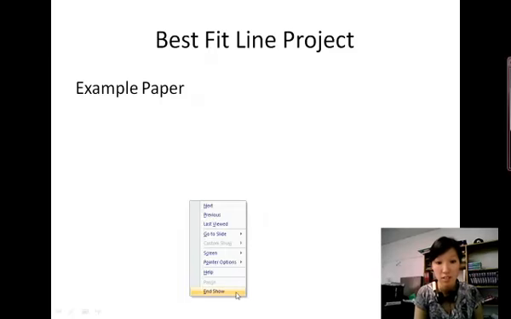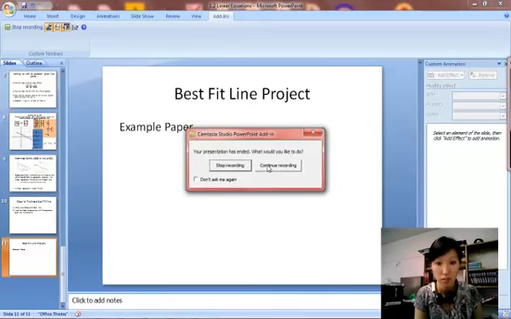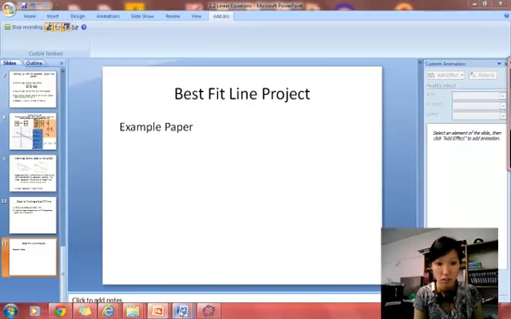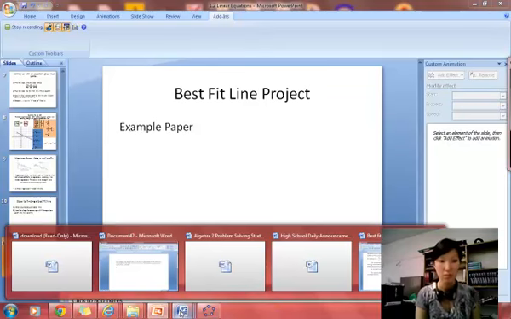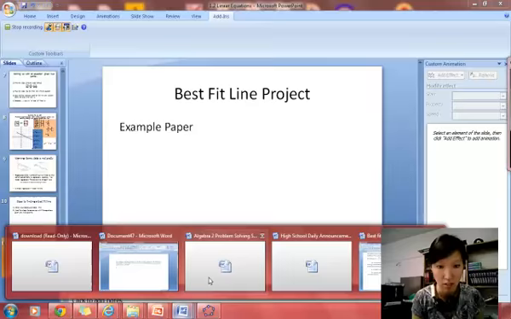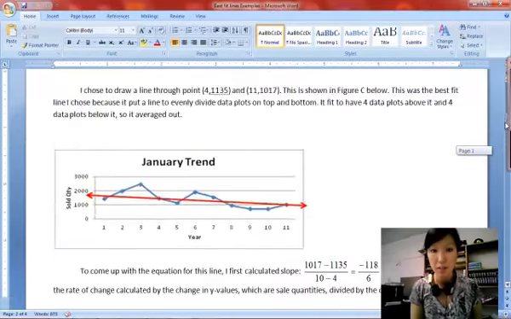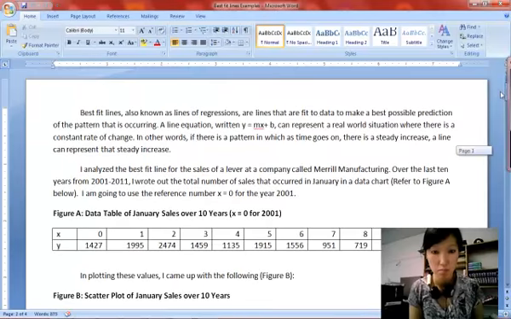So I do have an example of this. You're going to be doing something like this in a little bit. I'm going to just read some parts of my paper that I did.